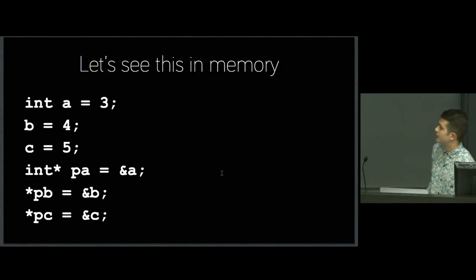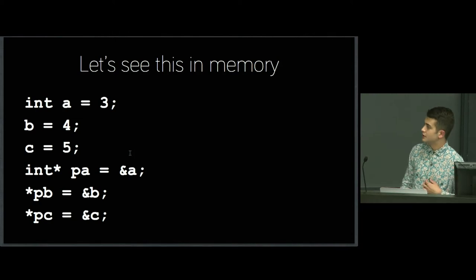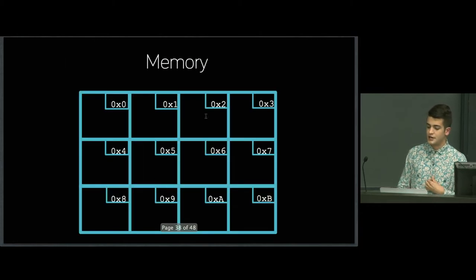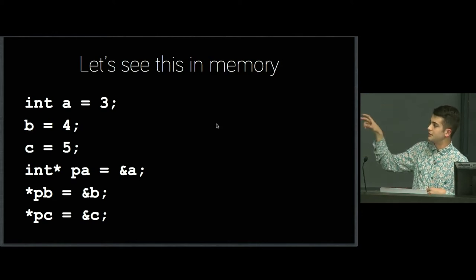So here's an example. This is missing int b and int c. So int a equals 3 means that I'm going to go to memory and find a slot and put the number 3 here. And then int b equals 4, I'm going to do the same thing, go to memory and put the number 4 in one of the boxes. And int c equals 5, find another box and put the number 5.